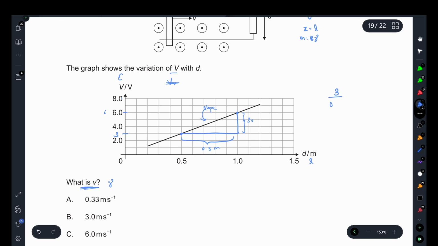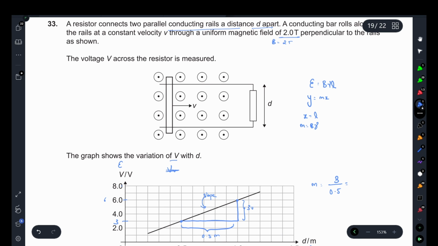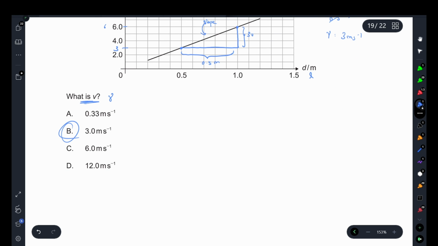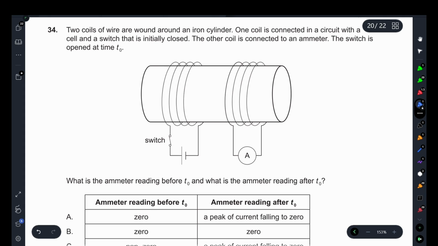So you have 3 volts by 0.5, or 3 by 0.5, which is the slope, is equal to B, and B is given over here as 2 Tesla, times your velocity. Now, when you do this, you end up finding that this cancels out to 6 and these cancel out to 3. Pretty nice. So velocity is equal to 3 meters per second. Question number 33, option B is the correct answer, 3 meters per second.